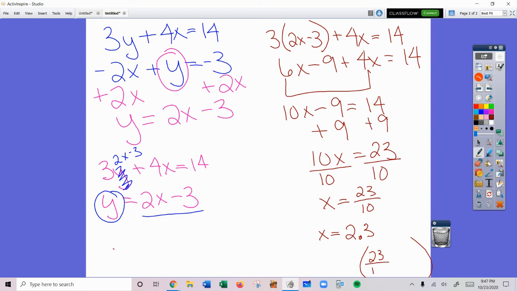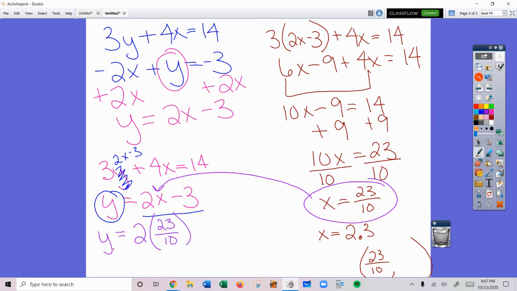Because I just want to show you that it can be done as a fraction, I'm going to leave it as 23 over 10, even though most of you would not. And you can all be grumpy at me. Okay, and I'm going to take this and plug this in for x. So I now have y equals 2 times 23 over 10 minus 3.